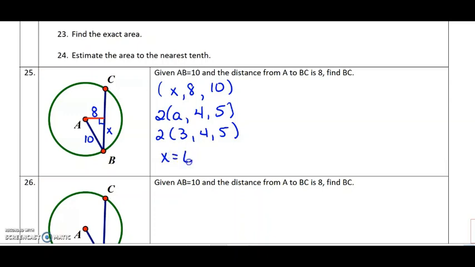So x is 6, 2 times 3. And if that is 6, if a radius is drawn perpendicular to a chord, then it bisects the chord. So then the distance from C to B would be 12.